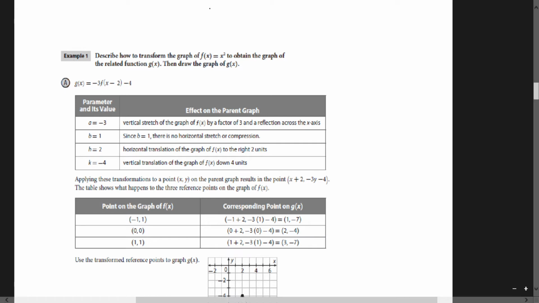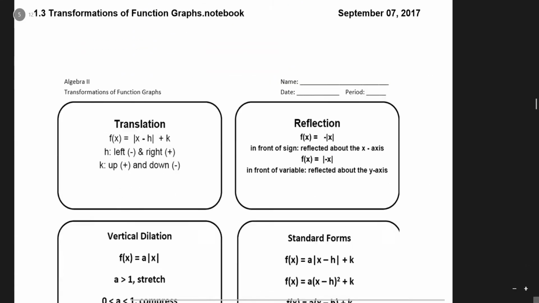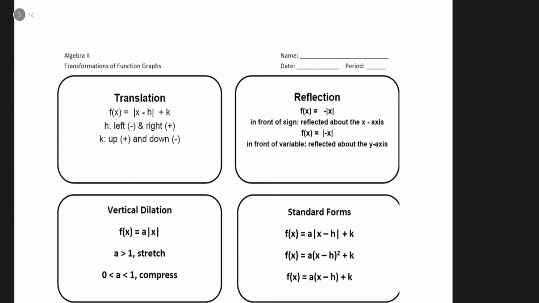So the key thing to notice is if we want to identify the parent function here, just kidding, we don't like that example. Moving on.